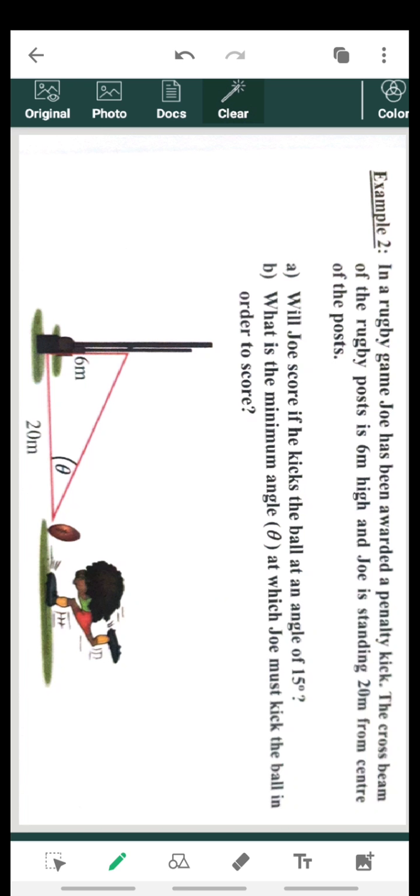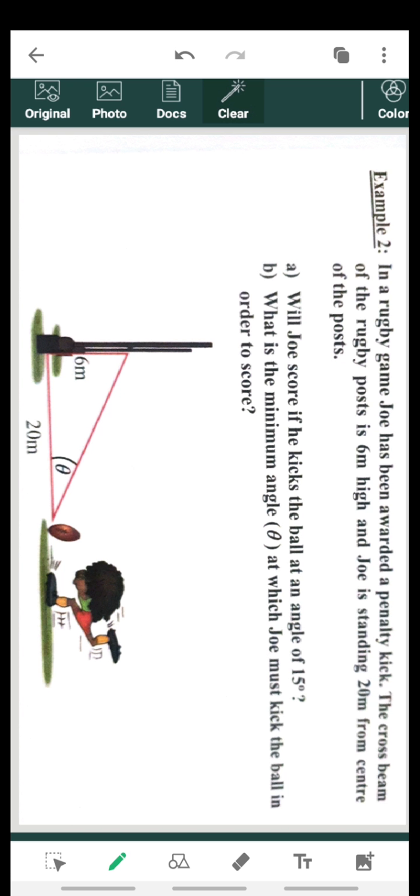In a rugby game, Joe has been awarded a penalty kick. Okay, so the fact that people are playing, then all of a sudden they have to go for penalties and all that. So Joe is awarded a penalty kick. Okay, the cross beam of the rugby post is 6 meters high, shown on the diagram. Okay, and Joe is standing 20 meters from the center of the posts. Okay, now we have two sides given. We have an unknown angle theta, very, very important.